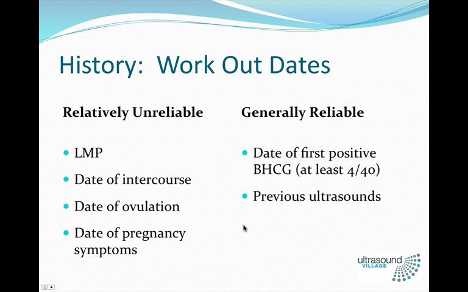The ones that are reliable generally are the date of the first positive beta HCG. So when they first checked their urine pregnancy test and it was positive, that means they were at least 4 weeks pregnant. They could have been more pregnant then, but if they said 2 weeks ago I checked my pregnancy test, it was positive, that means that 2 weeks ago they were probably 4 weeks or more pregnant, which means they're now 6 weeks pregnant, which means from what we've just gone through, we should see a yolk sac with a little fetal pole and hopefully a little heartbeat. The other thing that's reliable is previous ultrasound examinations in that pregnancy.